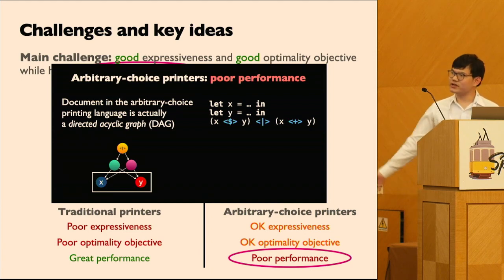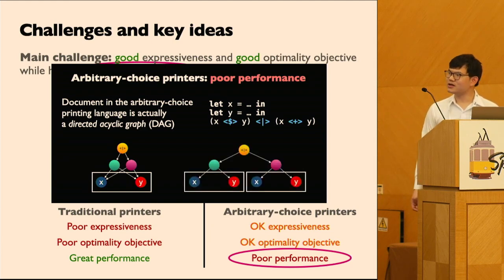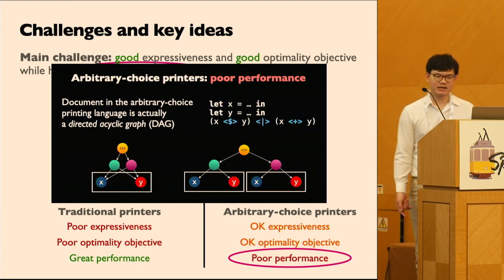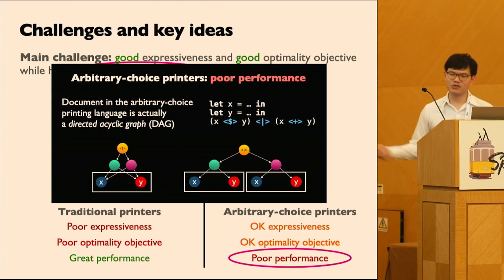But if you treat this document as a tree, like how you would normally do, then this DAG is unfolded, and the size of the DAG is doubled, right? And this is just for one choice. If you have multiple choices, then the size of the DAG could be exponentially large compared to the size of the tree.